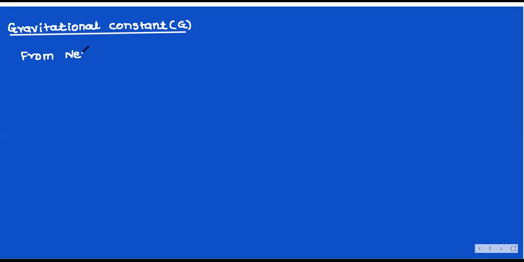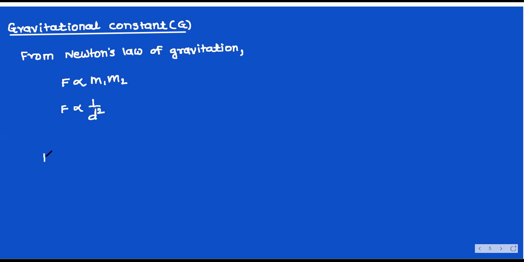from Newton's law of gravitation. You know this gravitation law. In ninth class only you have finished. So this F is directly proportional to M1, M2, and this F is inversely proportional to the square of the distance between the two masses. So if you write the formula combined, you get G M1 M2 by D square.